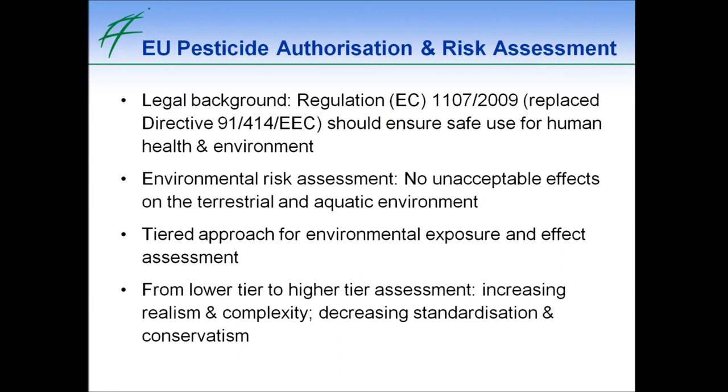The risk assessment follows a tiered approach. Tier 1 is very conservative, which means that, for example, worst-case assumptions are made and large assessment factors are employed. For pesticides which fail Tier 1, the progress from lower tier to higher tier risk assessment is necessary. The higher risk assessment tiers are characterized by increasing realism and complexity and a simultaneous decreasing standardization and conservatism.